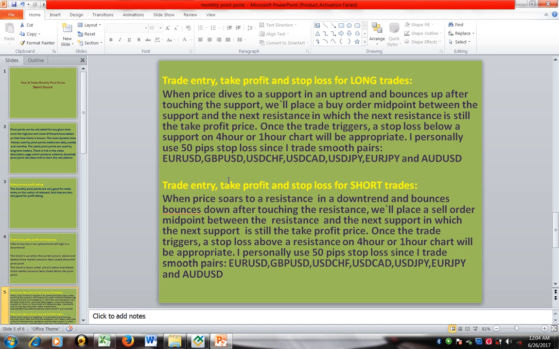When we place our sell order at the middle of the journey, then our destination or our target will be the next support. And once the trade triggers, a stop loss above the resistance on 4-hour or 1-hour chart can be applied. Personally, I use 50 pip stop loss because I trade gentle currency pairs which are base Euro USD, dollar yen, and so on.